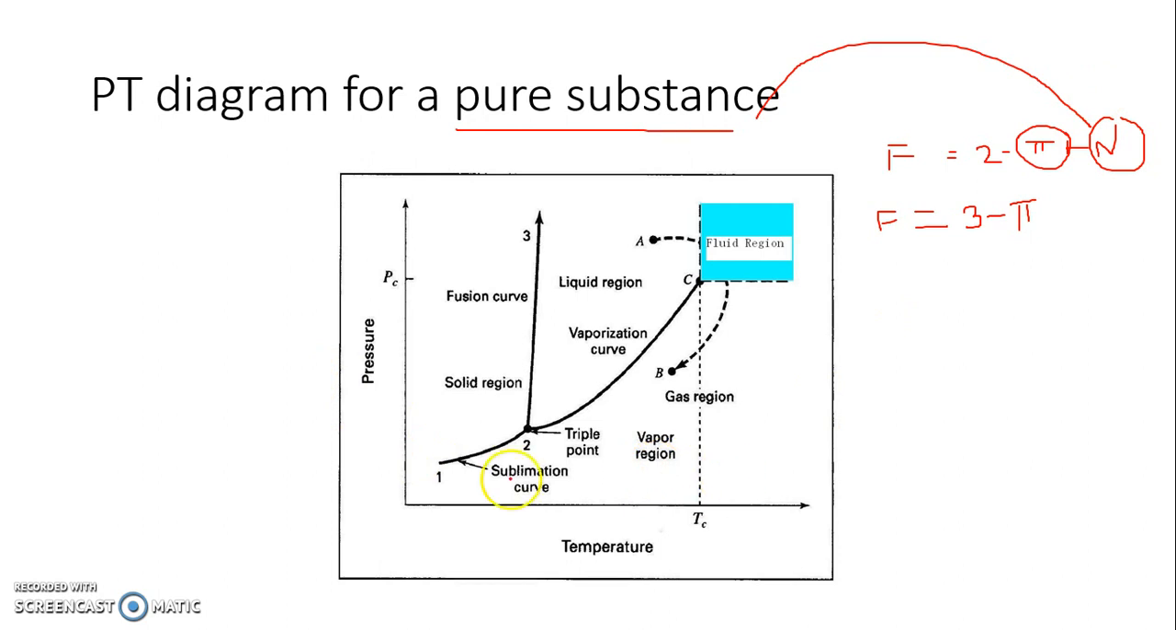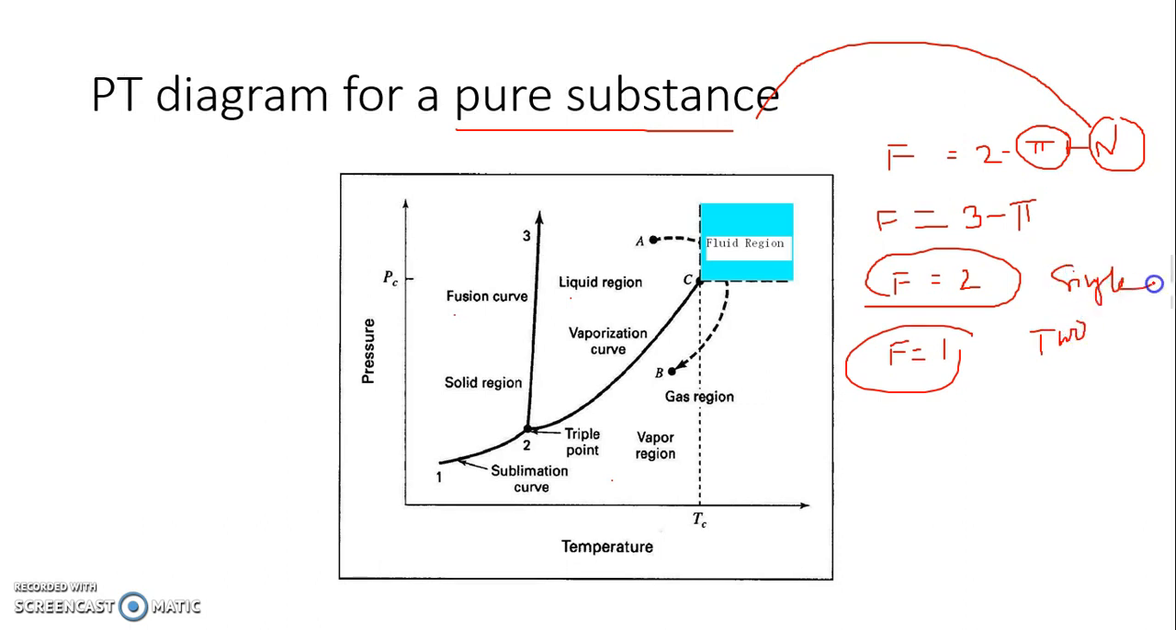So for a single phase region, that is solid, liquid or vapor, our F is equal to 2 because pi will be 1. For two phase lines, which are 2 to 3, 1 to 2 or 2 to C, which are respectively the fusion curve, sublimation curve and vaporization curve, our F would be 3 minus 2, making it 1. This is for two phase. This is for single phase. And for the triple point, where all three phases coexist, our F would be 0.